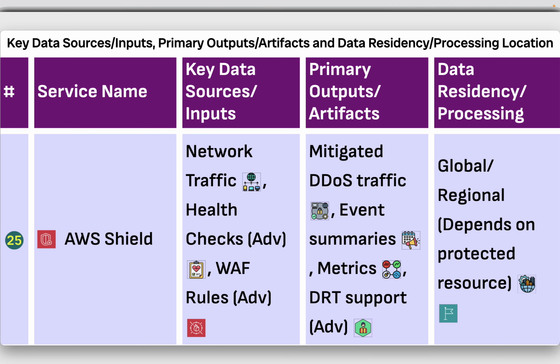Next, we have AWS Shield. Input data sources are network traffic, health checks from Shield Advanced, and WAF rules from Advanced. And the outputs that we get are mitigated DDoS traffic, event summaries, metrics, DRT support, and the residency is global/regional, depending on the protected resource. And DRT stands for DDoS Response Team.